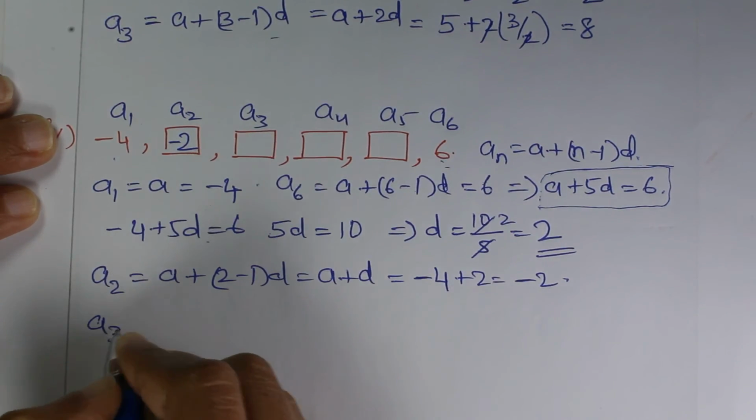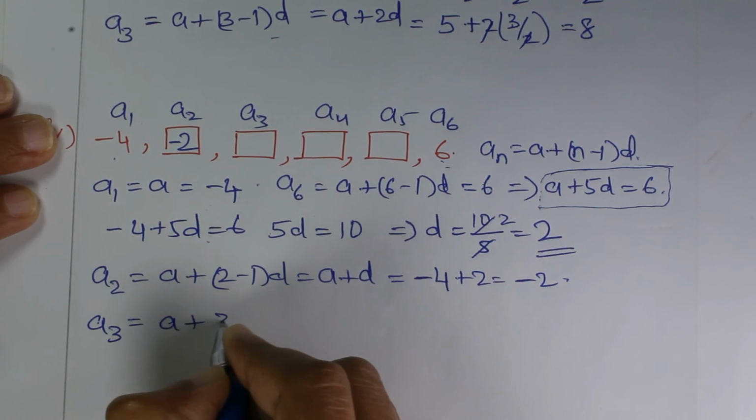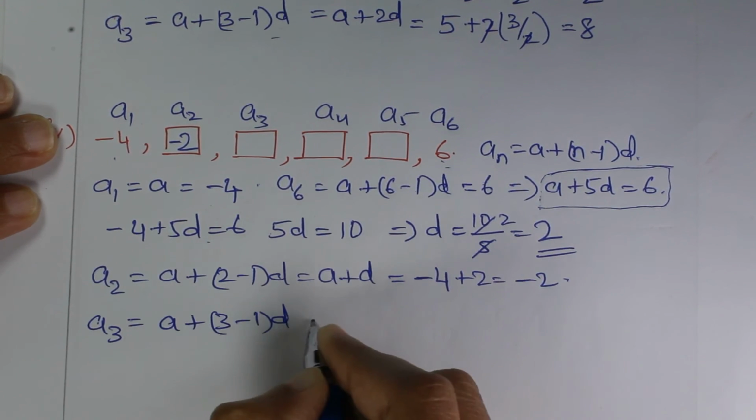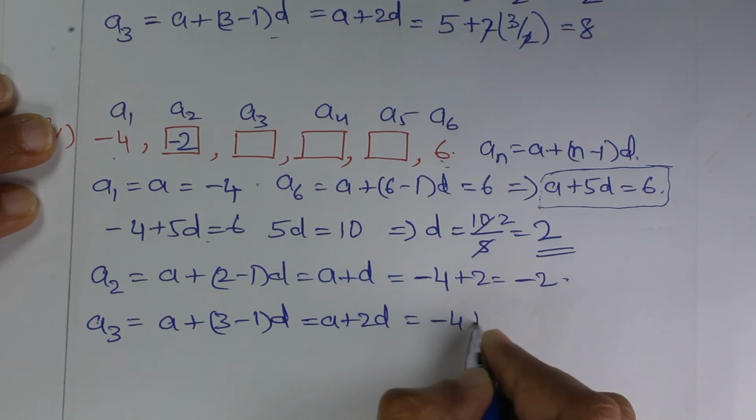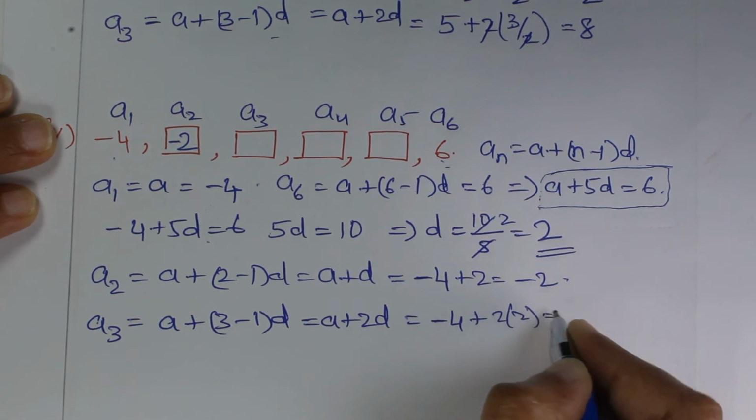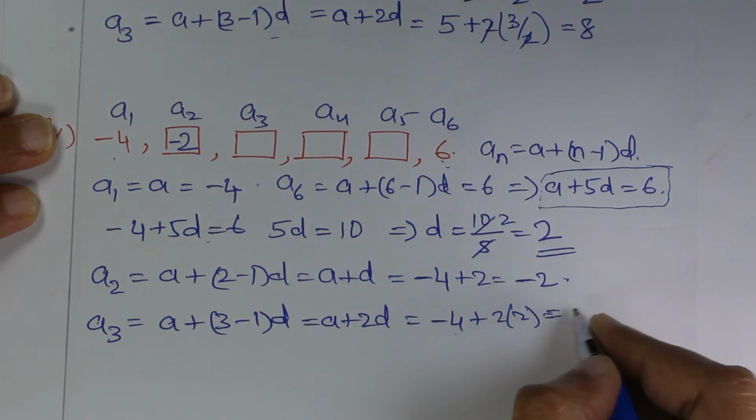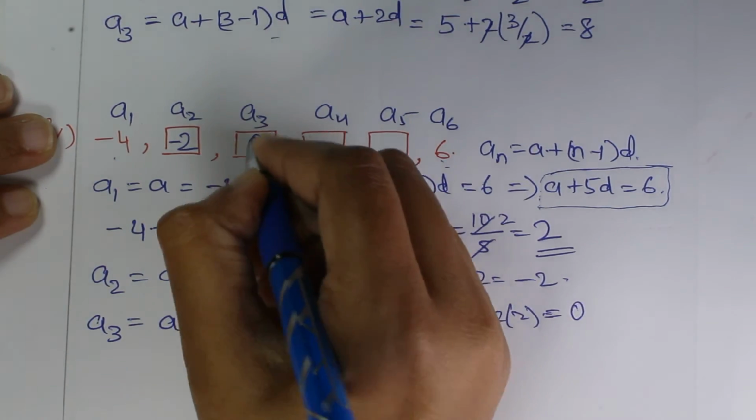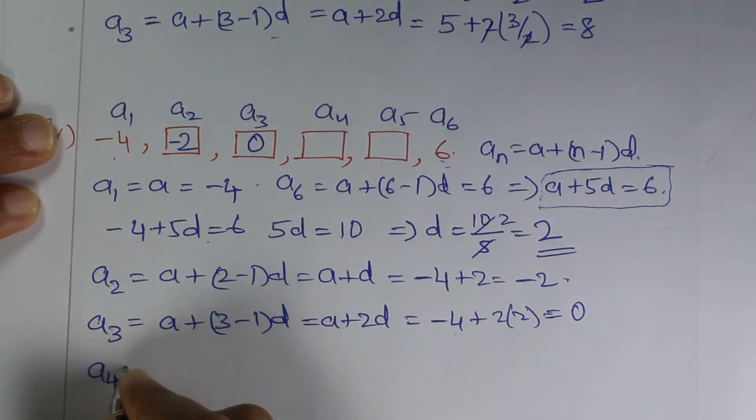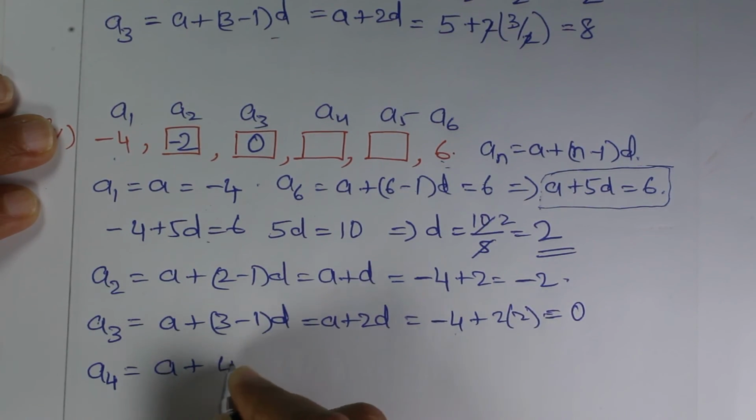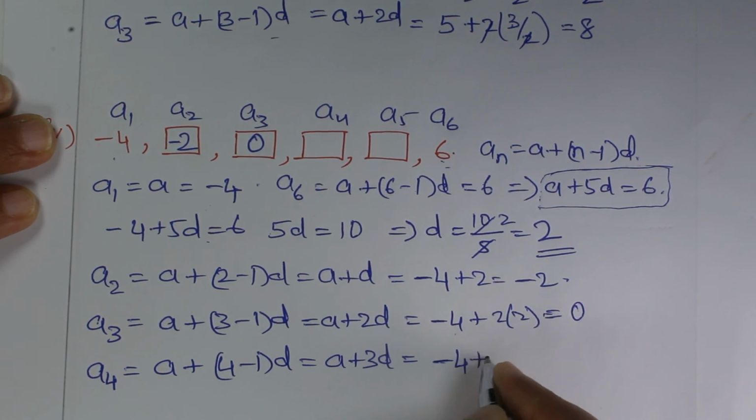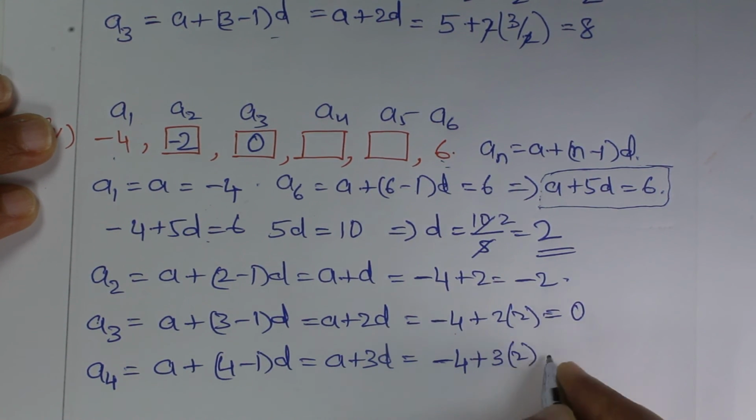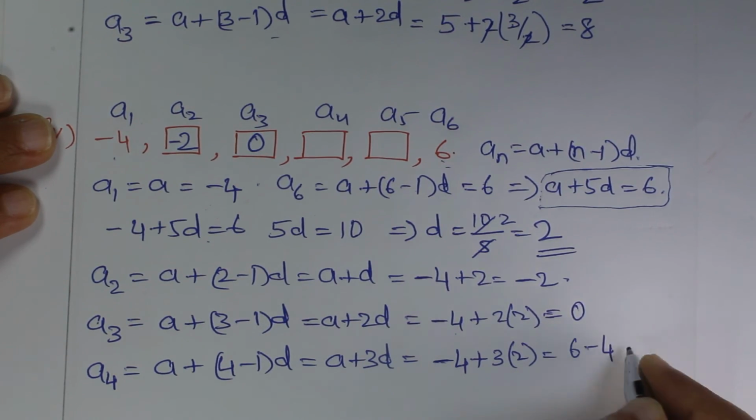What is A3? A3 is equal to a plus (3 minus 1) into d, that equals a plus 2d. So minus 4 plus 2 into 2, that is equal to 2 into 2 is 4, minus 4 is 0. So A3 is 0. A4 is equal to a plus (4 minus 1) into d, that equals a plus 3d. a is minus 4 plus 3 into d, d is 2, that is equal to 6 minus 4, that equals 2.